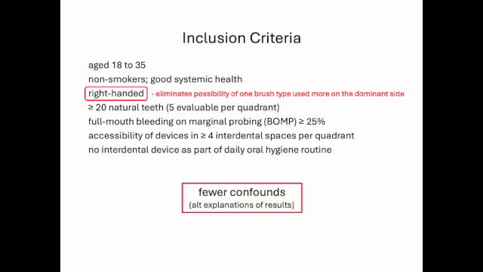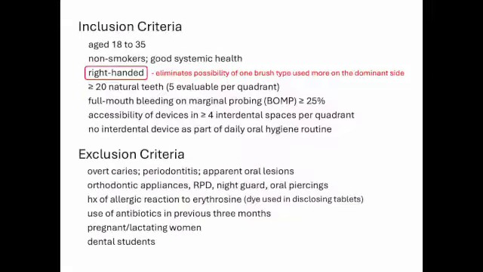So the other way they could have handled this is to ask the person, what is your dominant hand? What do you brush your teeth with? And then assign based on that dominant or non-dominant. So there are fewer confounds by doing this.